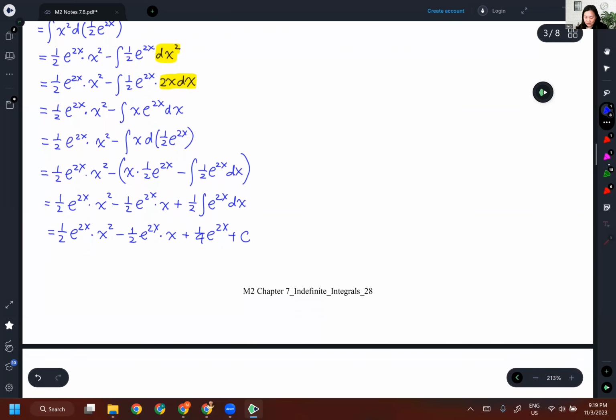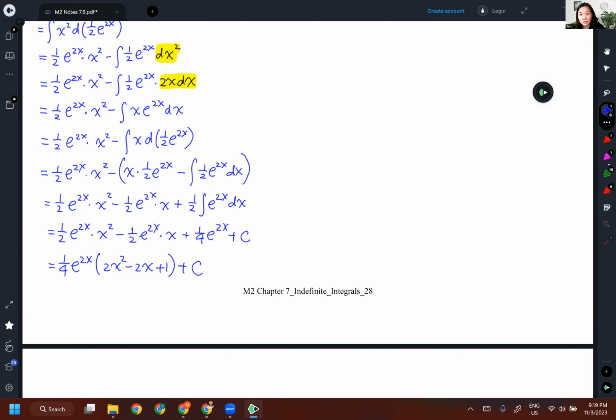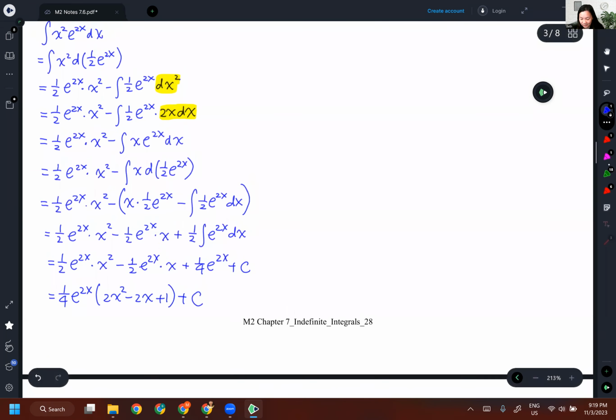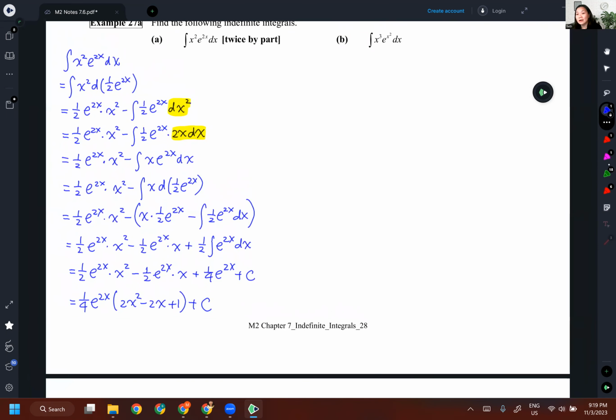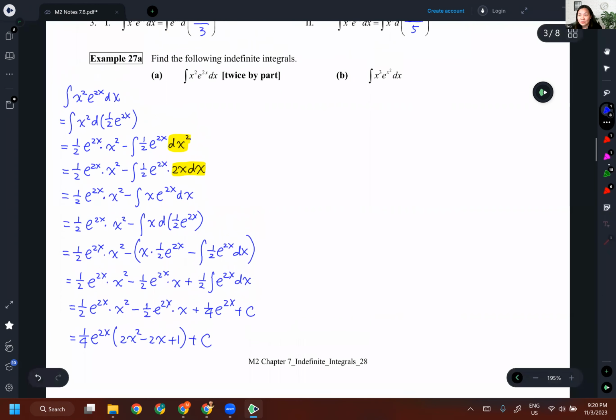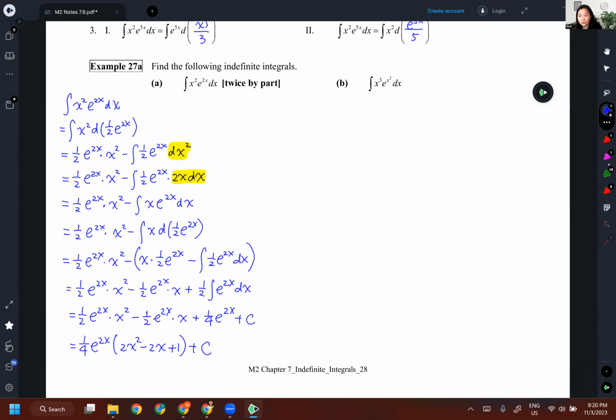And of course, the answer looks much better if you take out 1/4 e to the power 2x. That gives you 2x squared minus 2x plus 1. It looks better if the exponential function and the polynomial are separate. So right now, I think you know which one will work out. With the exponential and the polynomial, you should do the exponential first. And then you have to do it twice.